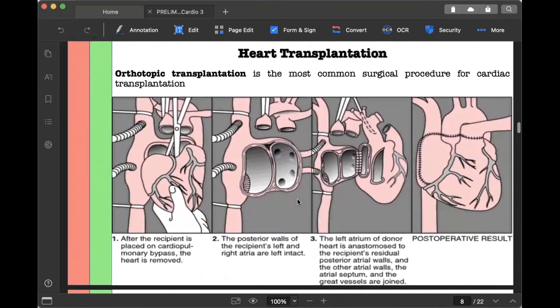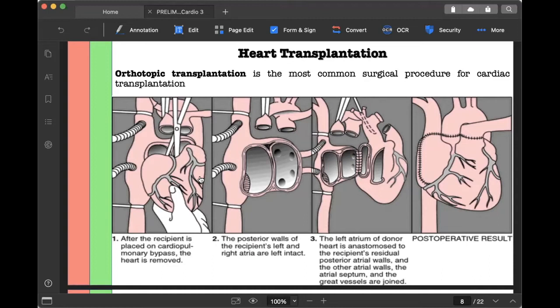Now, in terms of heart transplantation, this is what is happening. This is what we term orthotopic transplantation. It is the most common surgical procedure for cardiac transplantation. If you look at the illustration of how it was done, the recipient's heart is being removed, of course, because it will be replaced, and the donor heart is implanted at the vena cava as well as the pulmonary veins.